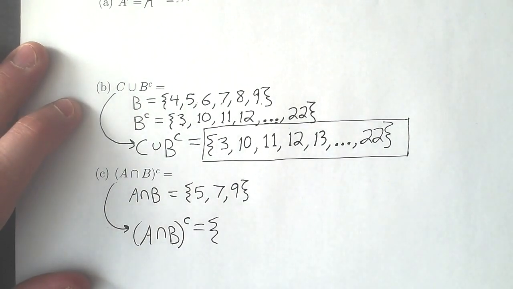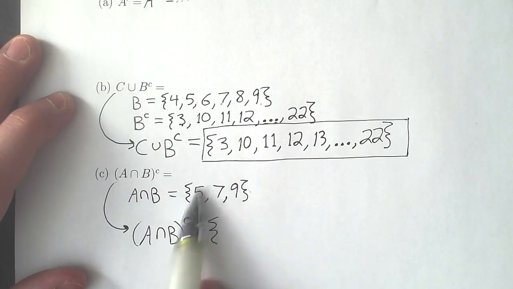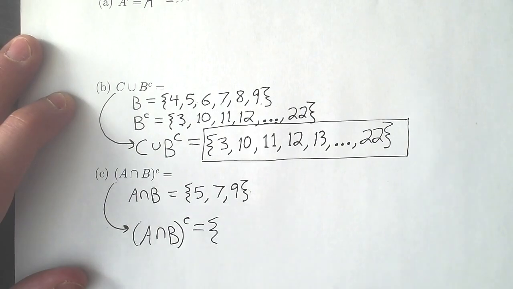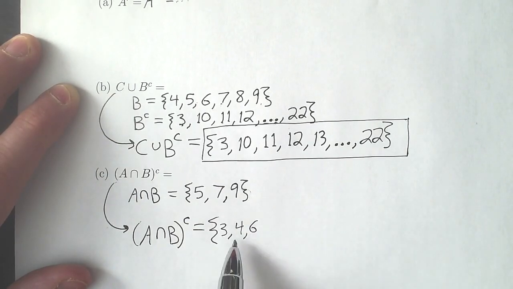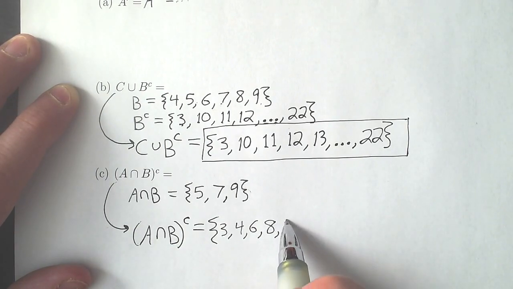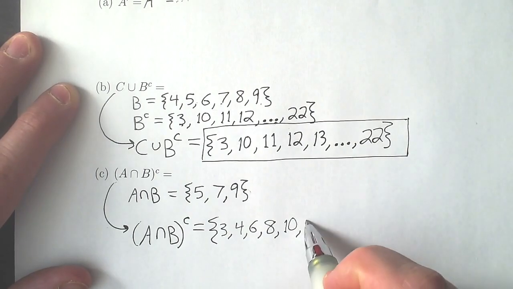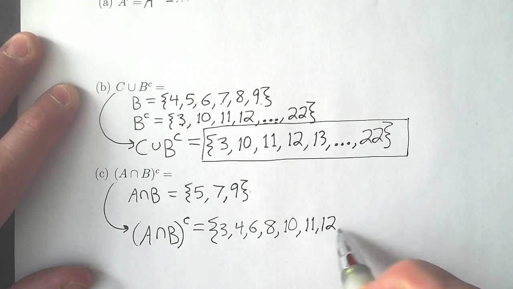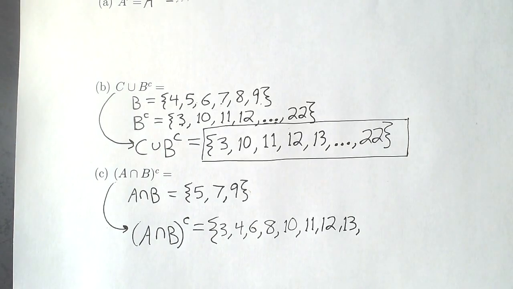We want everything that is in U, and you have to look at U for this problem. Each problem has its own U. Everything that's in U, but not in here. So not 5, not 7, and not 9. I skipped 5, skipping 7, skipping 9. All right, I've skipped everything I needed to skip, and now we just keep counting. 11, 12, 13. I'm glancing up at the set U, and I'm thinking, I need to go all the way to 22.